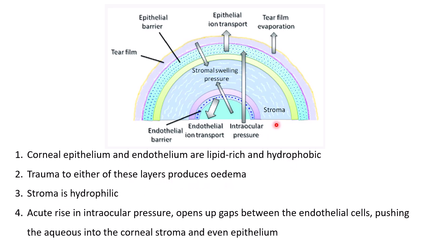Stroma is hydrophilic. The hydrophilic property of the stroma is very important for drug transport. Any acute rise in intraocular pressure, any problem in any of these forces is going to disrupt the osmotic balance, open up gaps in the endothelium, and push water into these cells of the epithelium and the stroma.